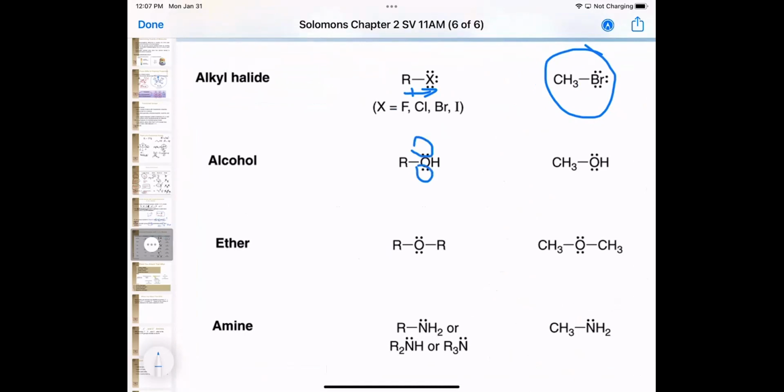Again, when you're first doing this, draw the lone pairs. It'll help you see what shape the molecule is. Eventually, you can start ignoring them. But right now, draw the lone pairs. It'll help you identify things.